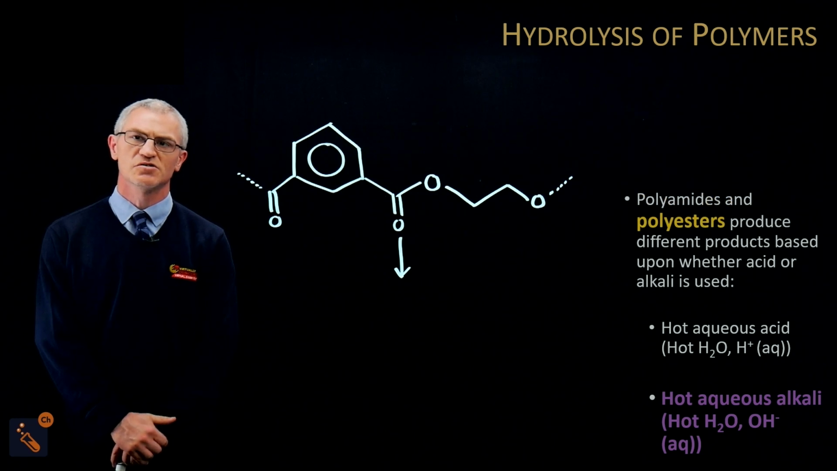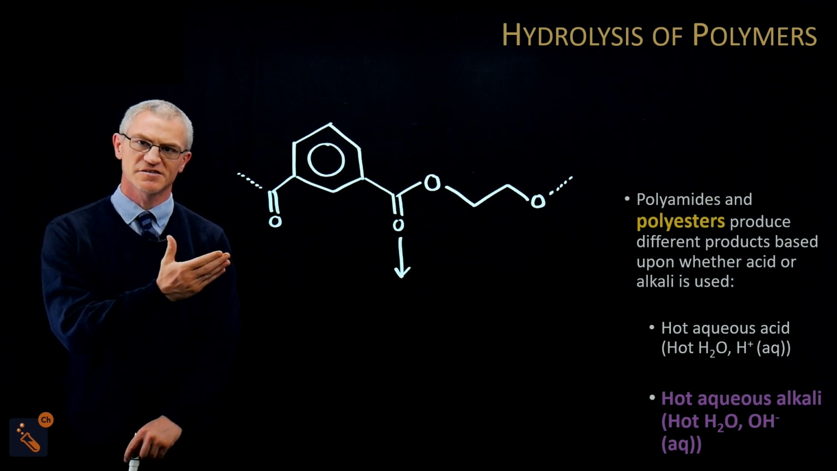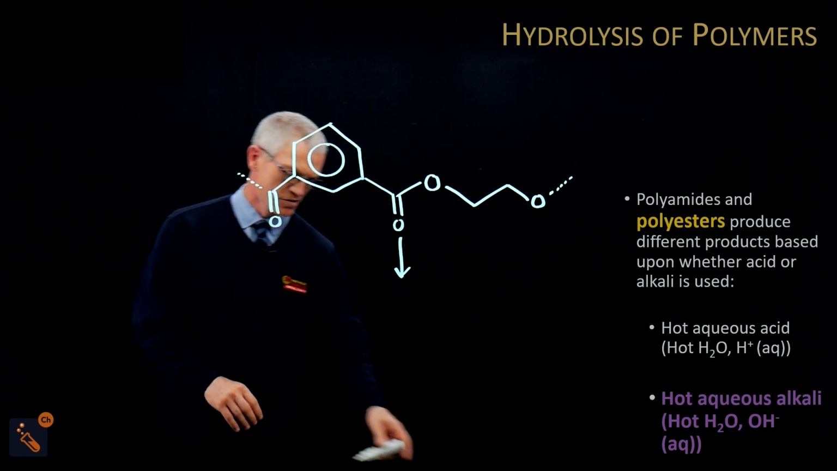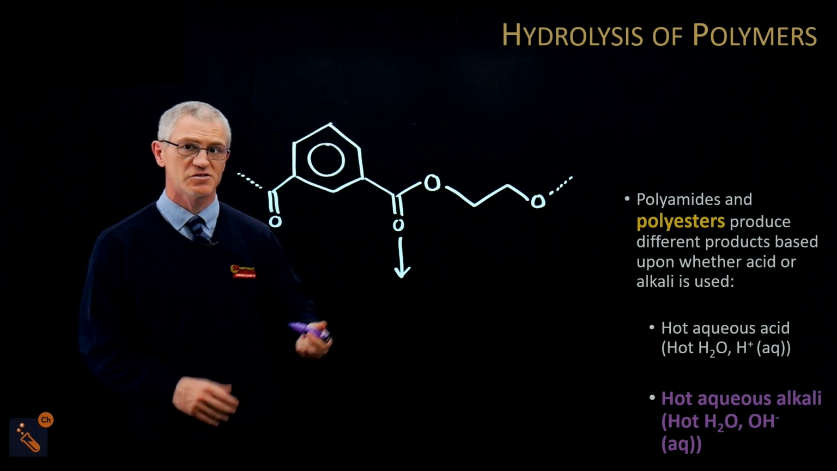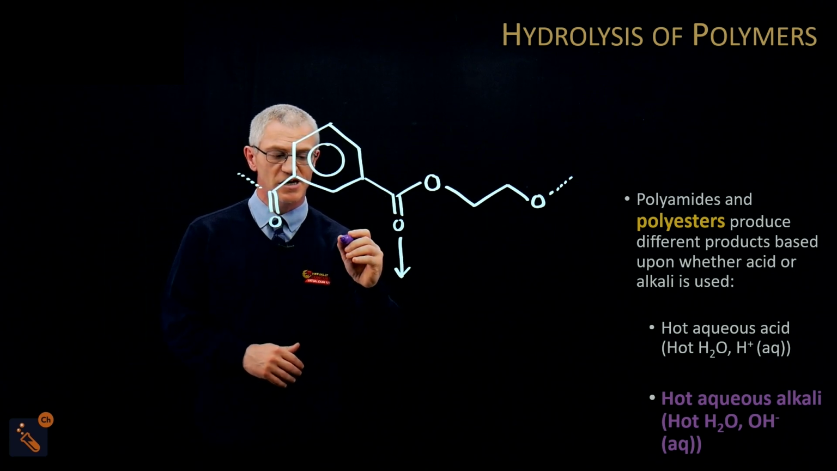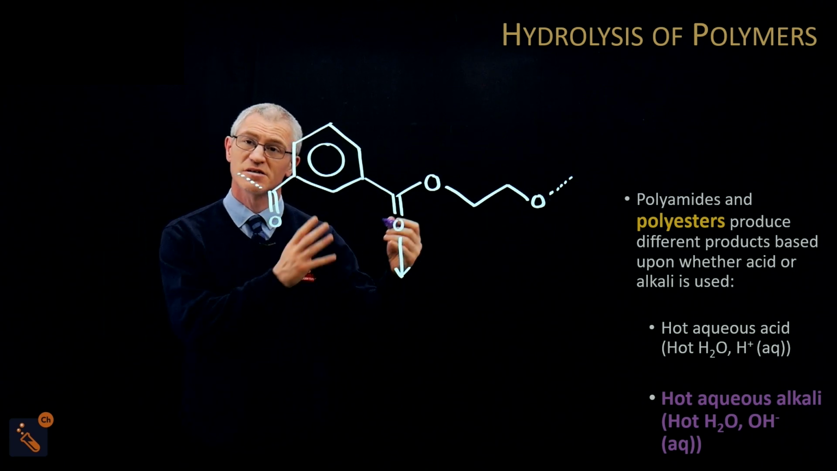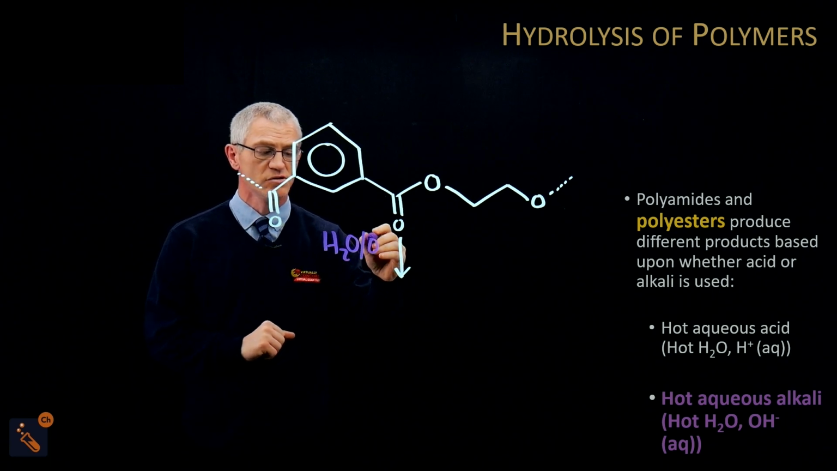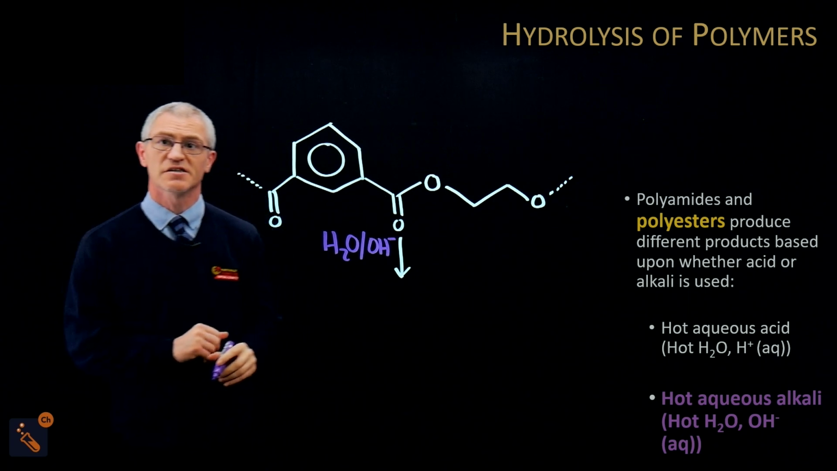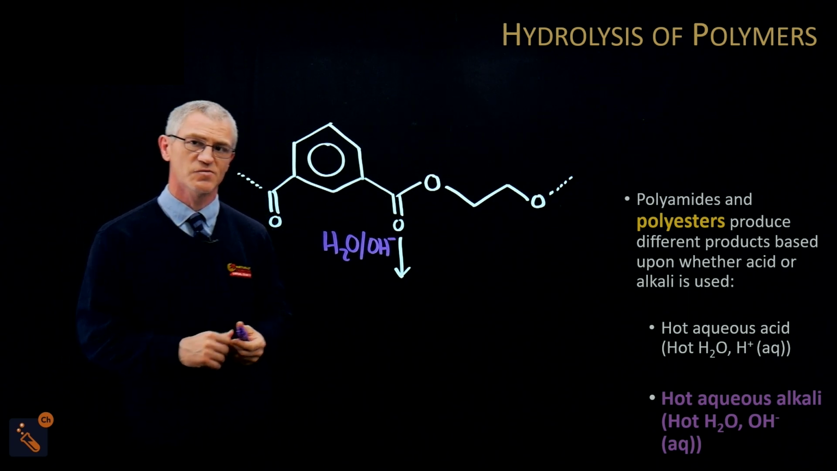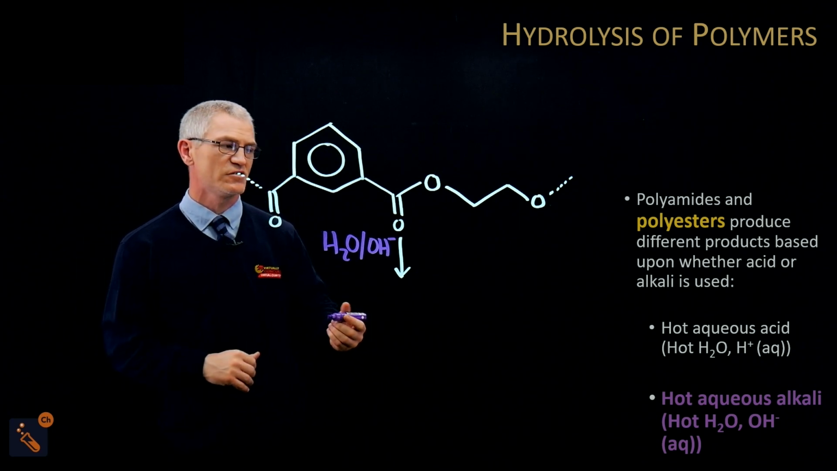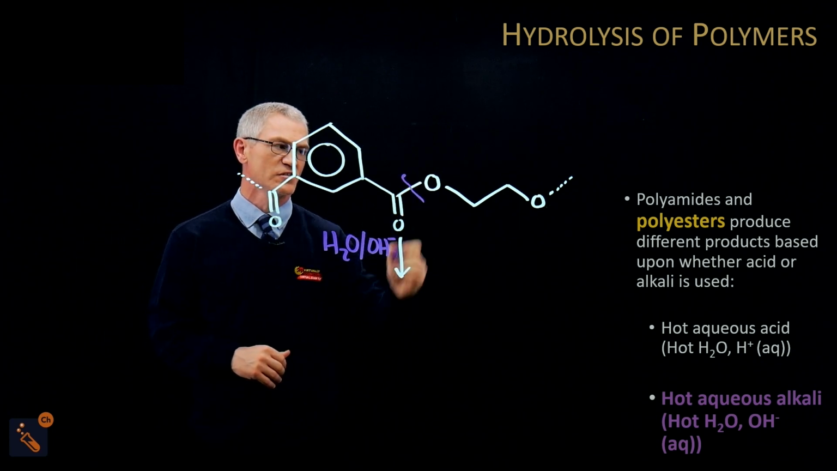So we're now moving on to doing a polyester, but this time with hot aqueous alkali. Again, just to remind you, you can put it as OH minus aqueous, or you can just put H2O, HO minus, like that. So it can be in different ways. As we come down, we need to recognize again where our ester is. So our ester is here.